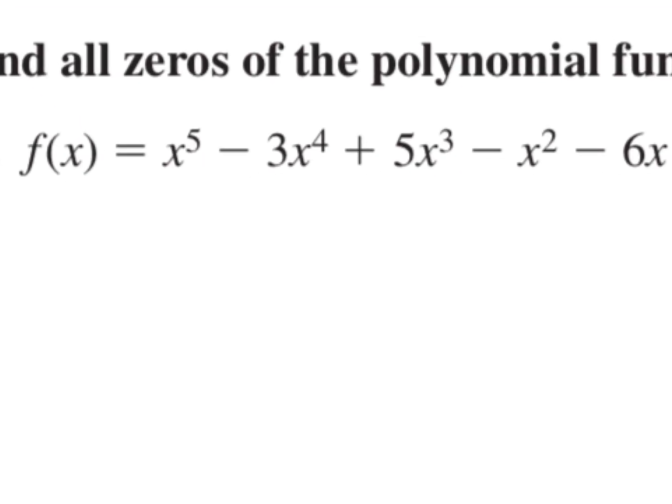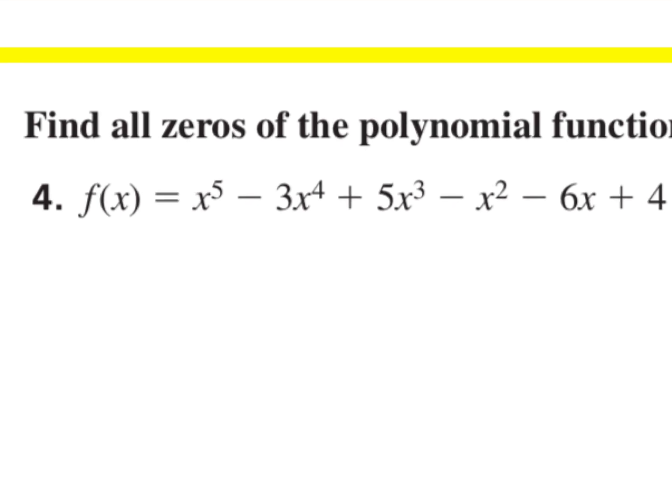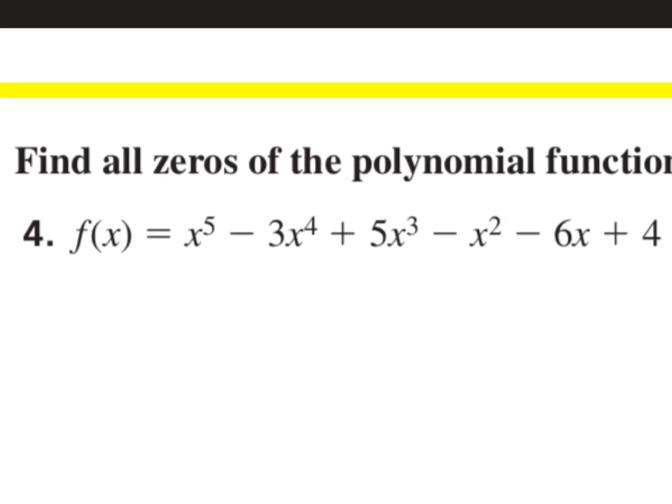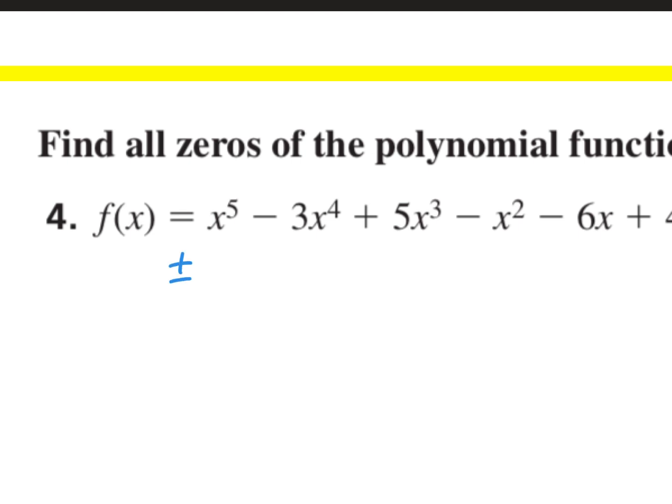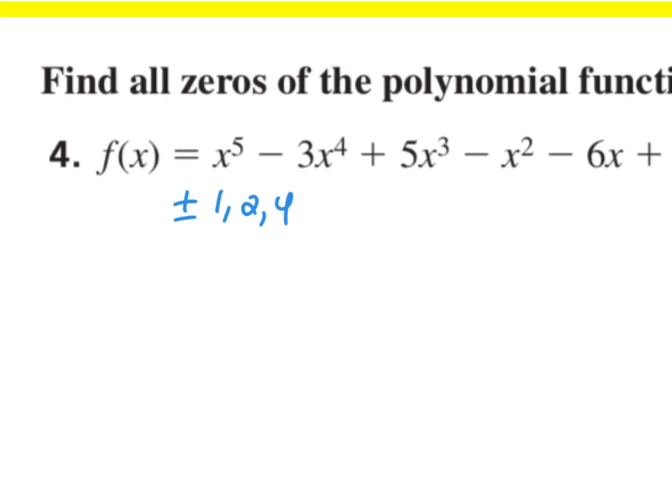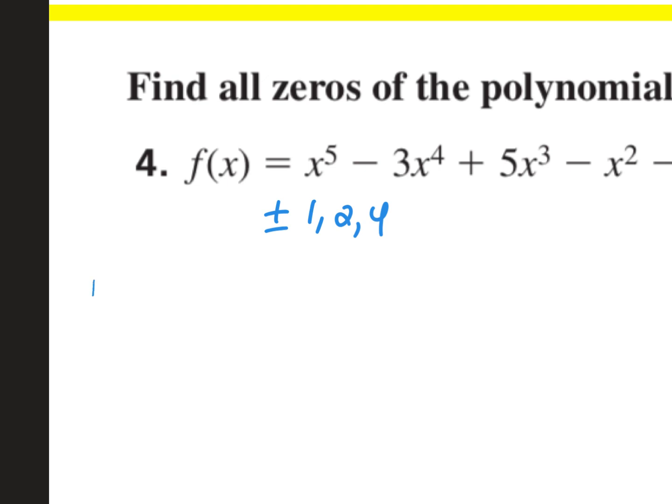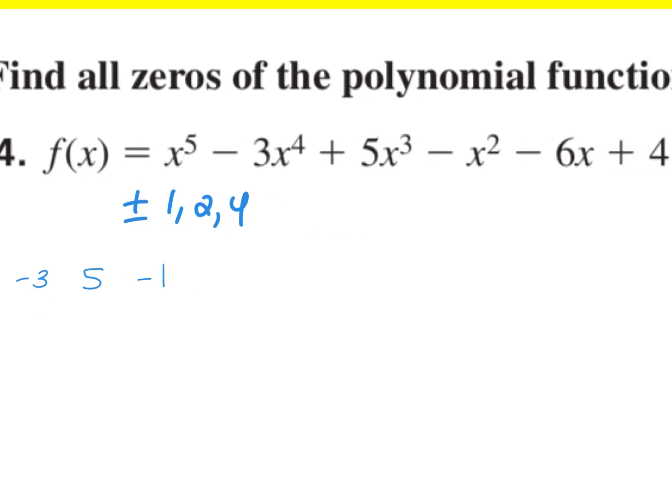How many answers am I going to have? 5. All right, there is nothing we can do here other than P over Q. Luckily, that last number is just a 4. So plus, minus, 1, 2, and 4, correct? It's not fun when that last number is like 60. But let's go ahead and start. Be careful with your signs. I'm going to start with positive 1. So I have 1x to the 5th, negative 3x to the 4th, positive 5x cubed, negative 1, negative 6, and positive 4, correct?